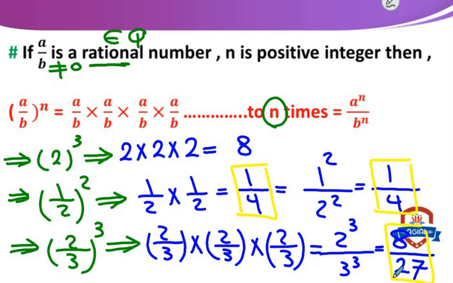Generally, if a over b is a rational number and n is a positive integer, then a over b to the power n equals a over b by a over b by a over b, which equals a to the power n over b to the power n.